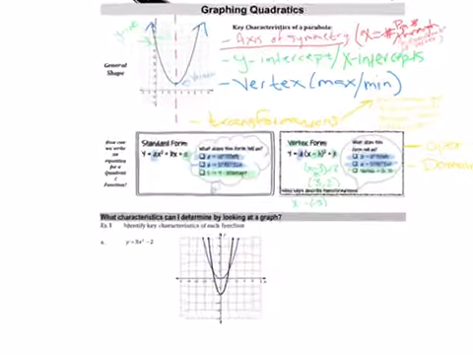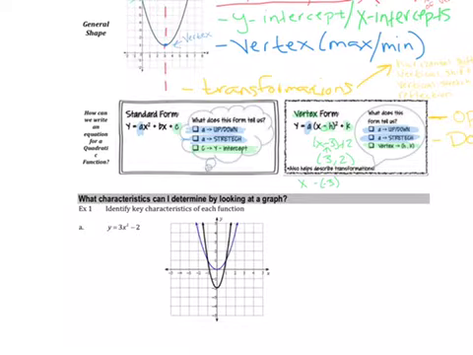All right, so let's give it a shot. Let's take a look at this first one, y equals 3x squared minus 2. We'll go ahead and write this in standard form. What does that look like?